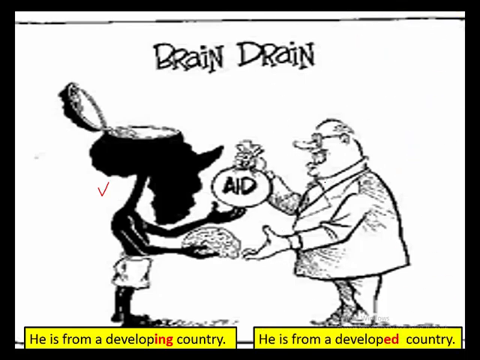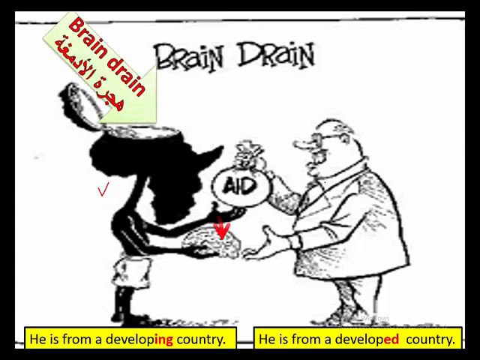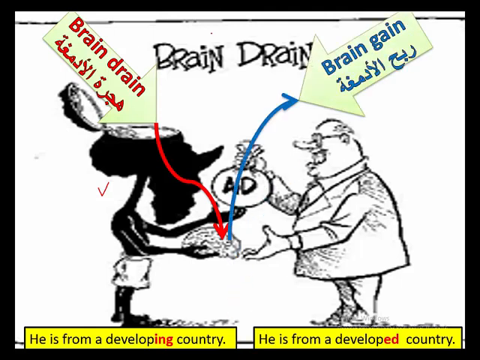So when we talk about developing countries, we're talking about brain drain. And when we talk about developed countries, we talk about brain gain, which is the opposite. Because most developed countries gain smart people, they gain qualified people, they gain talents. Okay? So brain drain is the opposite of brain gain.